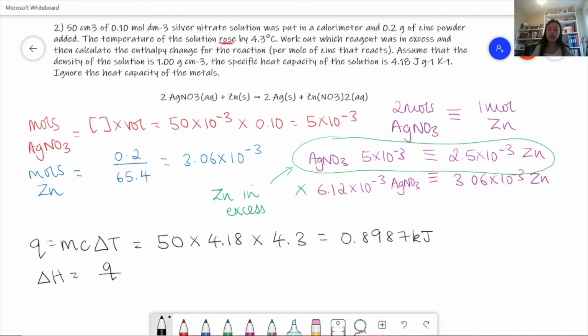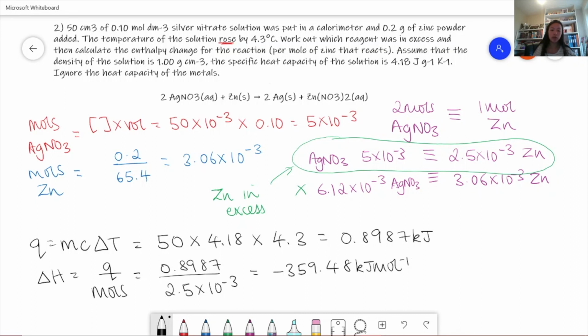So we've got delta H equals Q over moles. And here, the question asks for per mole of zinc that reacts. So this is going to be moles of zinc that reacts. So we'll have 0.8987 over the moles of zinc which have reacted, which is the 2.5 times 10 to the minus 3. And then that comes to minus 359.48 kilojoules per mole.